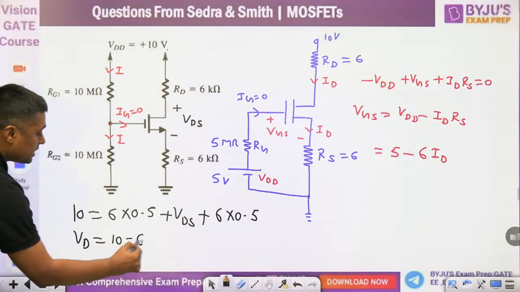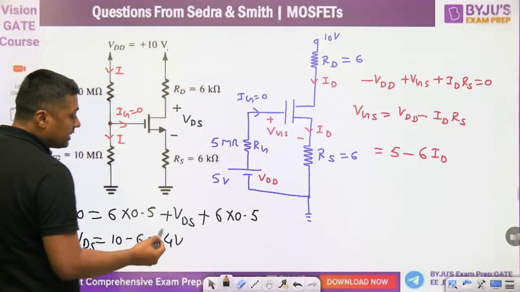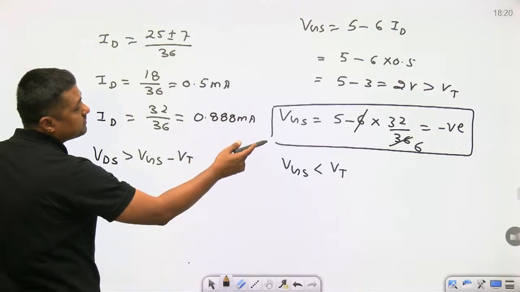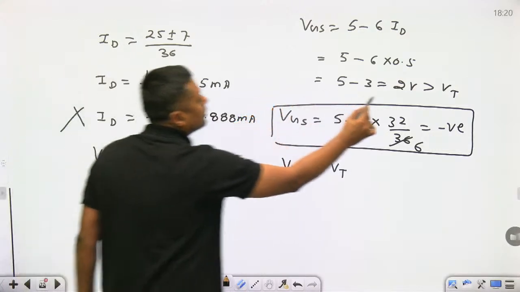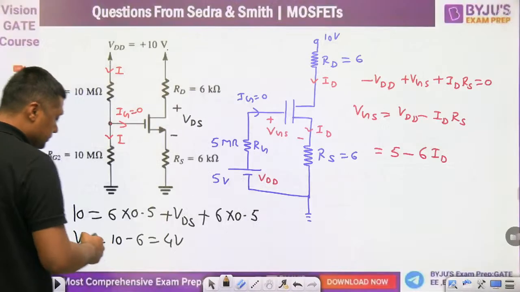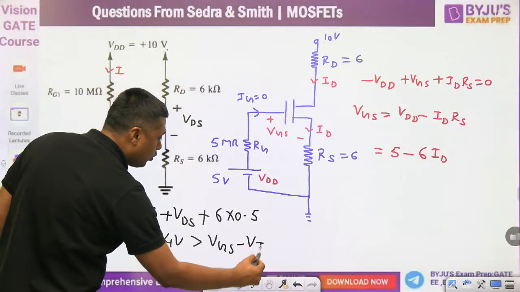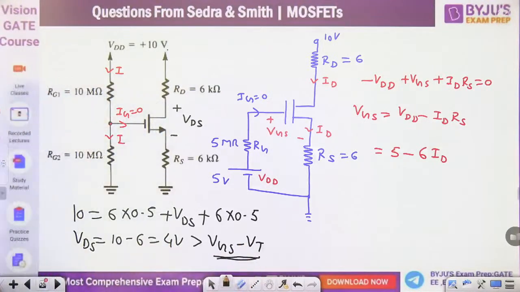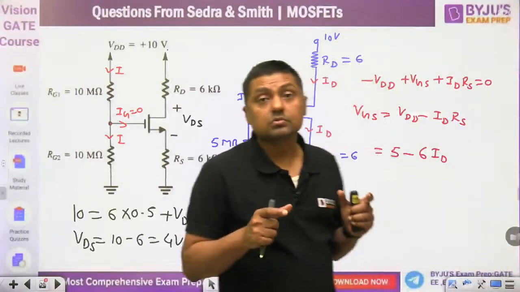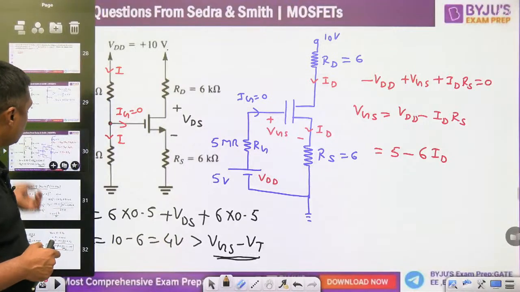So what is the value of VDS? 10 minus 6, that is 4 volt, and this 4 volt VDS should be greater than VGS minus VT. Yes, it is greater, because the value of VGS is 2 volt, and VGS minus VT is nothing but 1 volt only. So our assumption is correct. It is in which region? Saturation region.